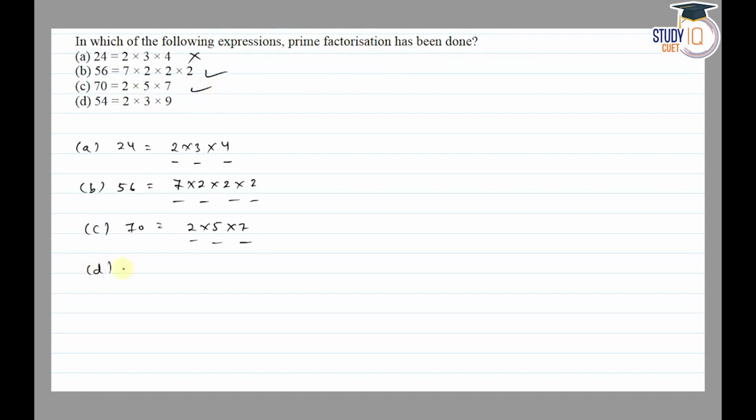And part D, 54 is equal to 2 into 3 into 9. So here 9 is a composite number. So prime factorization has not been done in part D.